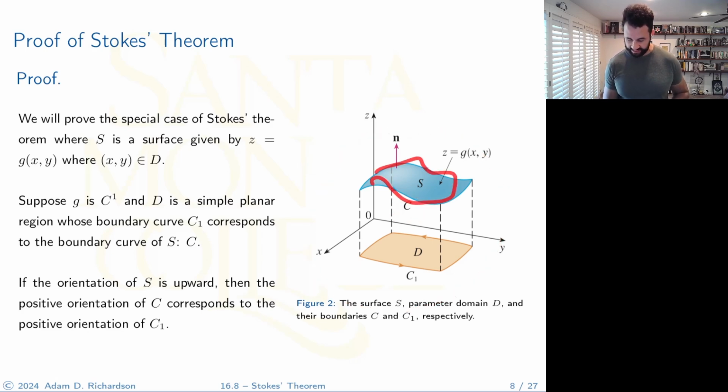Here's our surface S, and the projection of S onto the xy plane gives you this simple region D. D has a boundary curve C1, and this boundary curve corresponds to the boundary curve of S up here. In other words, the projection of the space curve C onto the xy plane gives you the curve C1. So if the orientation of S is upward, then the positive orientation of our curve C corresponds to the positive orientation of this curve C1 as well. That's our unit normal vector right there.